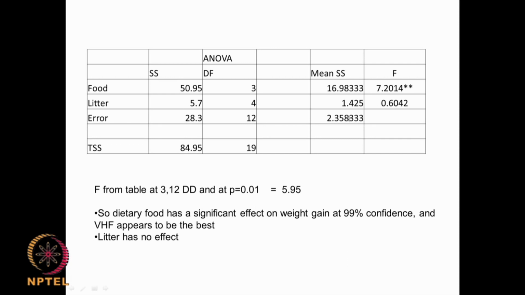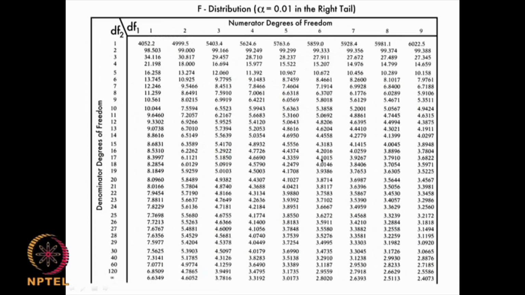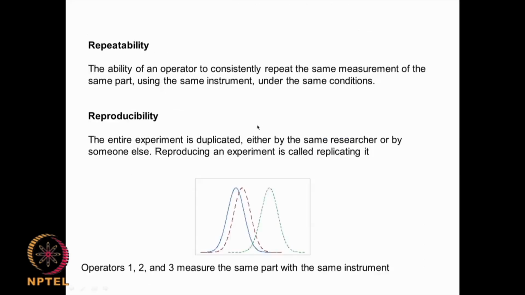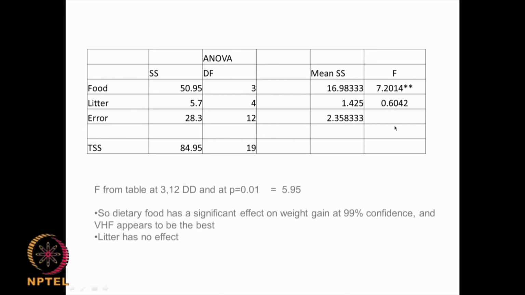Now let us look at this one. How did you get this? Litter divided by error, this 0.6. So this has 4 and 12 degrees of freedom. Let us go back to our F table at 99%, 4 and 12 degrees of freedom, 5.412. So you need to get 5.412, you got only 0.6. Obviously litter has no effect, only food, or dietary fiber, has an effect on the weight gain, but the litter from which each mouse came has no effect. So you are very happy about it, because you do not want that effect coming into the picture.